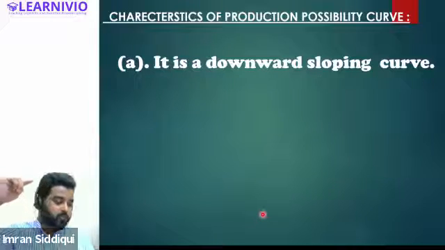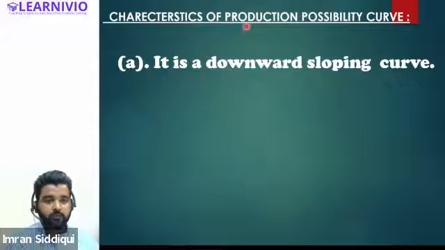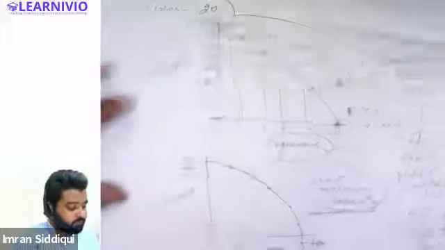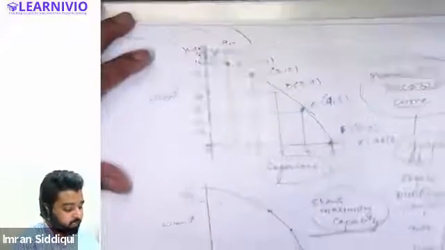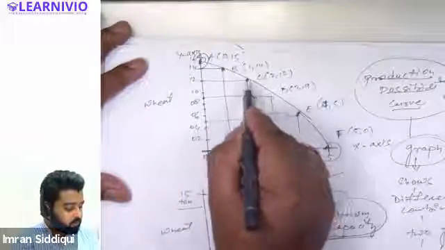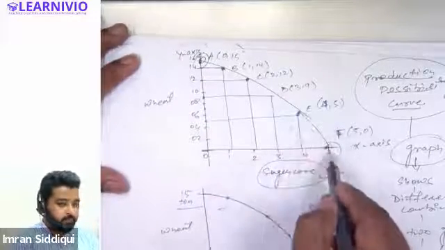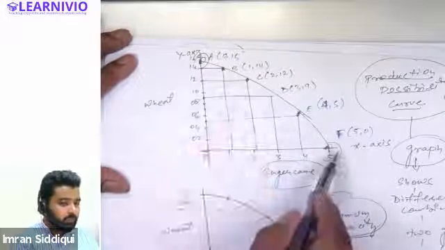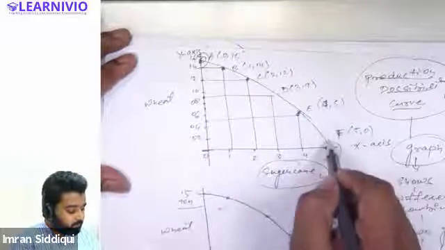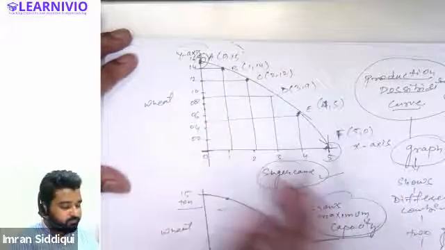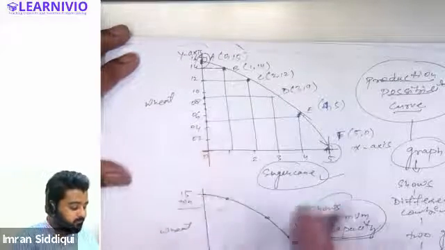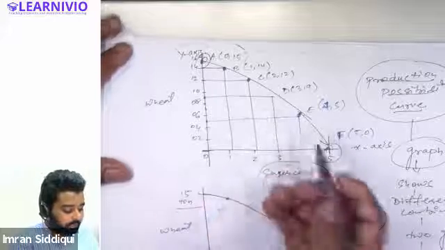Let me explain this on the notebook. See, we have made this diagram, and you can clearly see that we have made the first combination A here, then B, then C, then D, then E, and then F. We have interconnected these combinations through a line, and this line is moving from A to F, which means that the production possibility curve moves from left to right, downward, and it is a downward sloping curve.